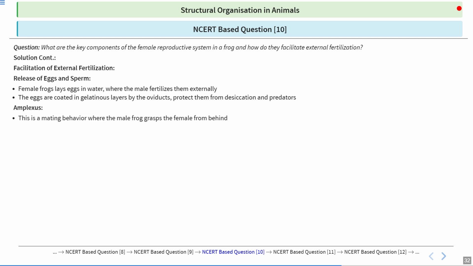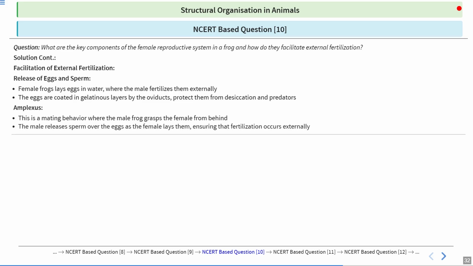Amplexus. This is a mating behavior where the male frog grasps the female from behind, right? It holds the female frog from behind. And for this grasping, I told you that the nuptial pads, or the copulatory pads, present on one of the fingers, or you can say the first finger, of the male frog are helping. The male releases sperm over the eggs as the female lays them, ensuring that fertilization occurs externally.